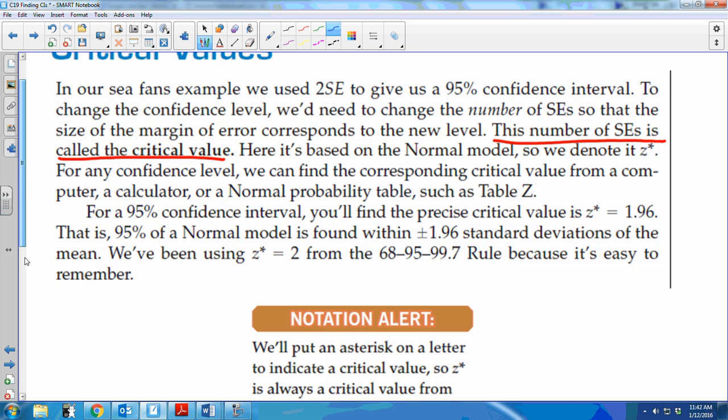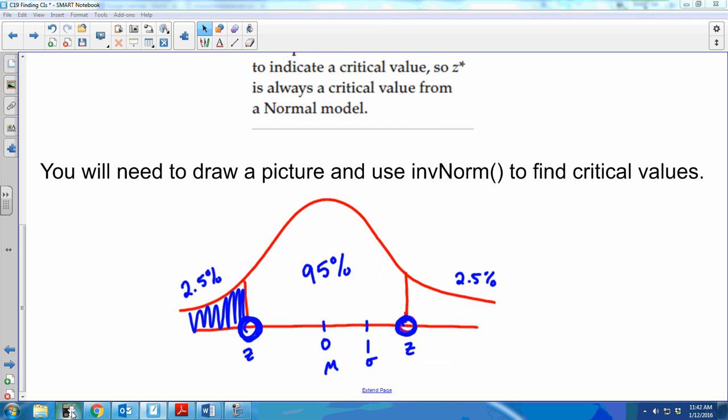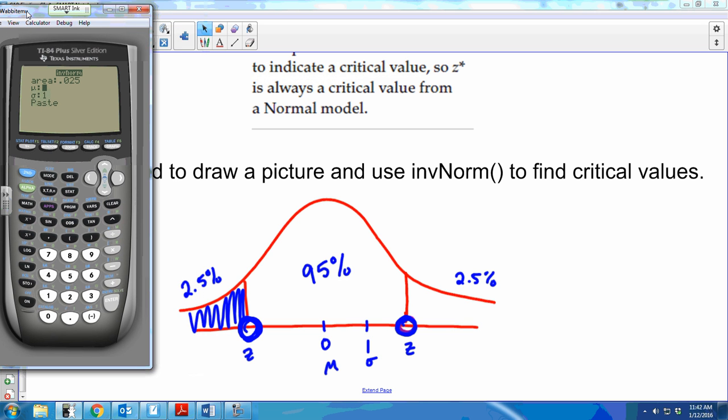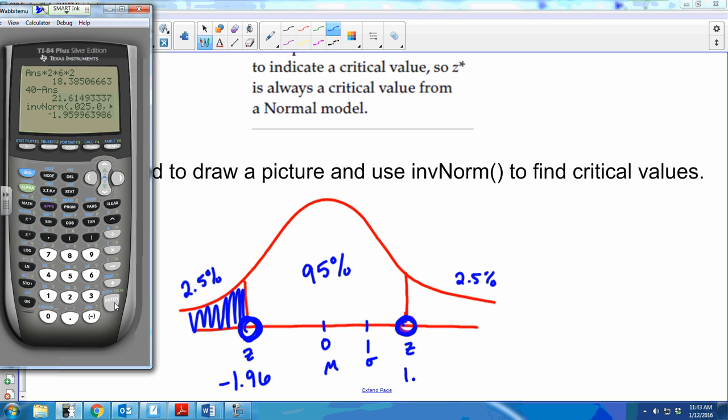Okay? So if I want to figure this out, I would go to inverse norm. I type in the percentage as a decimal, so 0.025. I'm worried about the leftmost 2.5%. You leave the mean and standard deviation alone. Again, this has nothing to do with your sample. This is just to figure out the cut points. And you get negative 1.96, which means over here you get positive 1.96.